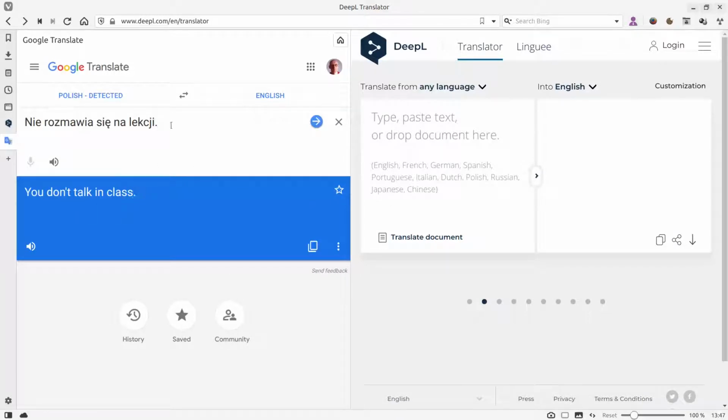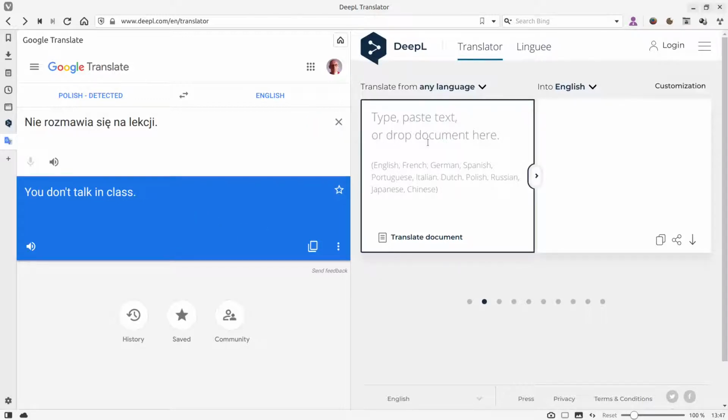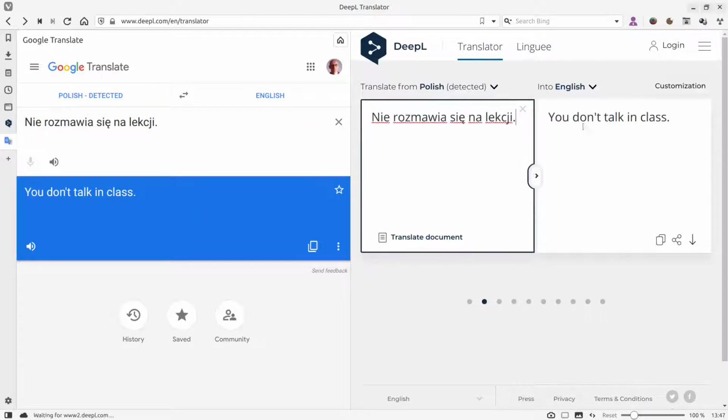You don't talk in class. You don't talk in class, so the same translation. So of course we have this impersonal form in Polish, but in English, in this context, in informal language, you would just use you. So this is the generic informal you.